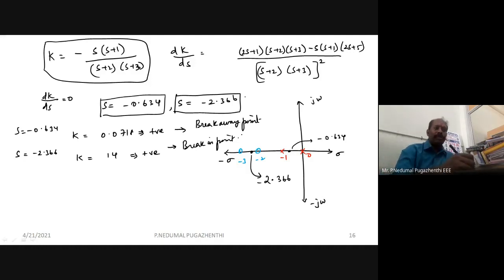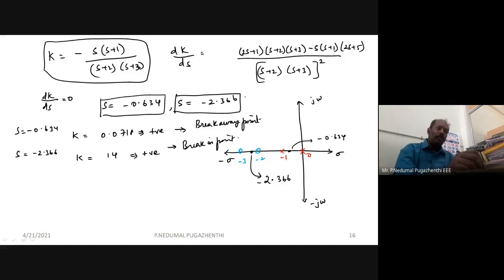So this is breakaway and break-in. What is my next step? I have to know whether I need an angle of departure or angle of arrival. I don't want it because all the poles and zeros are real numbers. They are not complex conjugate. No pole is complex conjugate, so it doesn't need angle of departure. No zero is complex conjugate either, so it doesn't need angle of arrival. So that is not required.